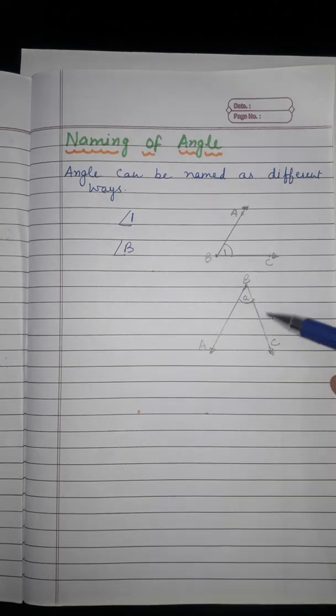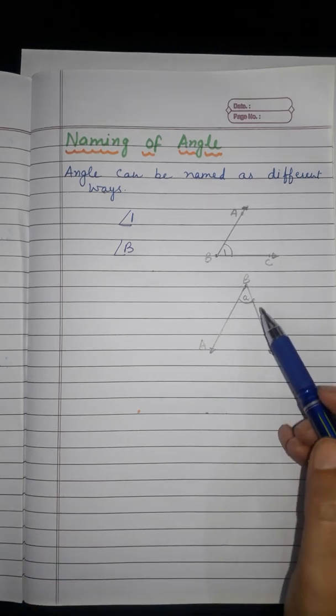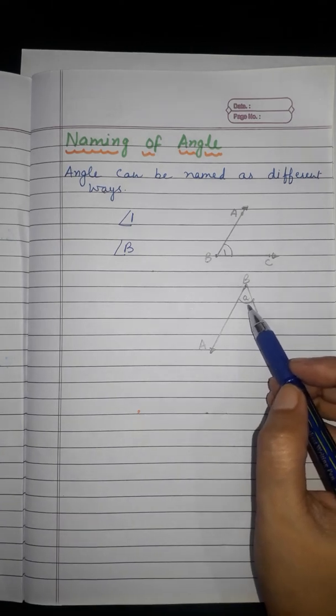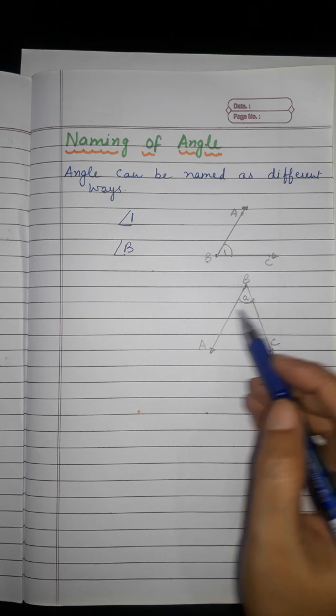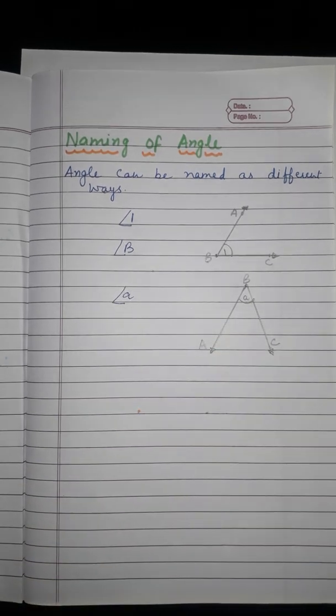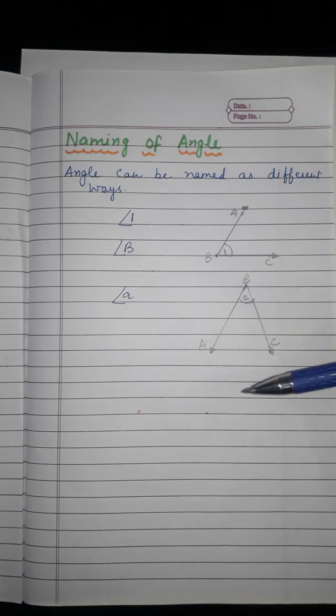Now in the next figure, we will discuss another two ways to write the angle. Here I have written a small letter inside the angle at the vertex. Small letter a. So we can also write the name of the angle as angle a. And the most common way to write the angle is using the three letters that lie on the angle.